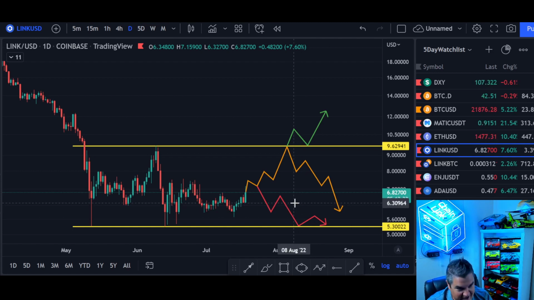So as you may have been able to tell, we have a green, a red, bull and bear, right? And then maybe something in between. Why is it in between? Well, maybe we go up a little bit and then back down a little bit.